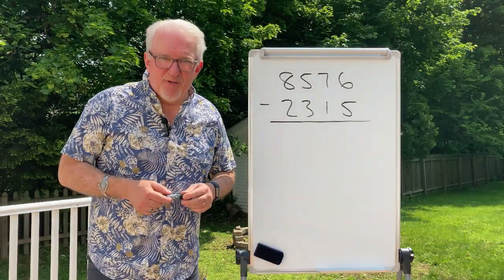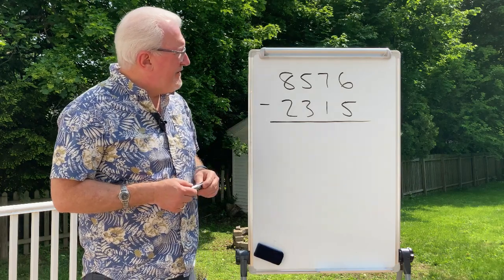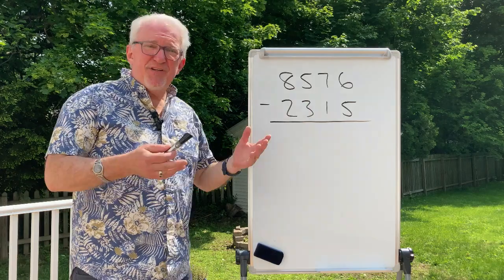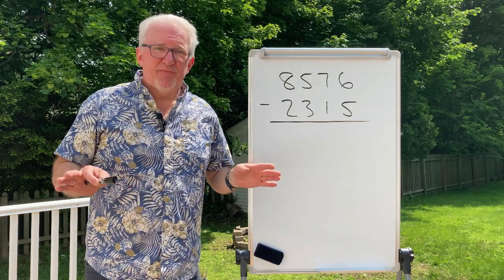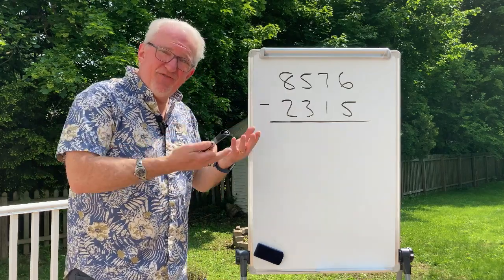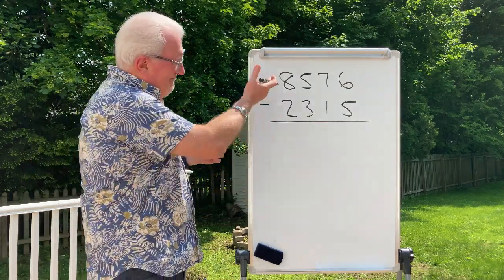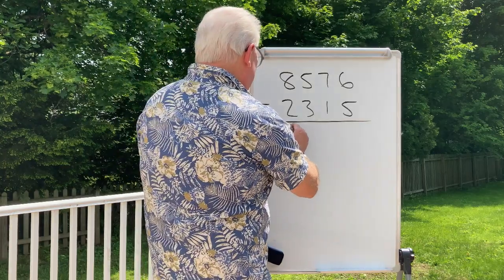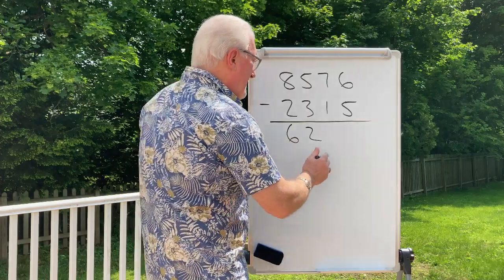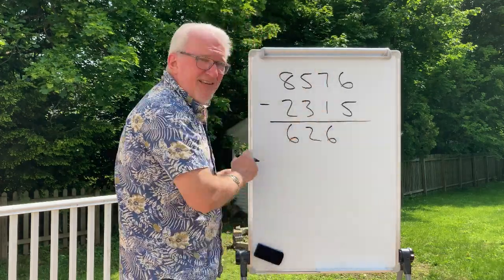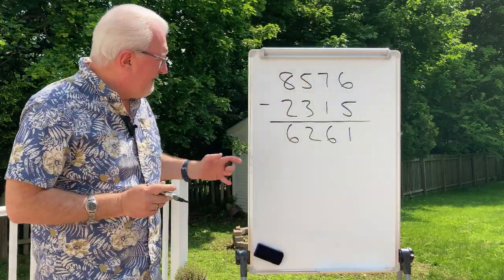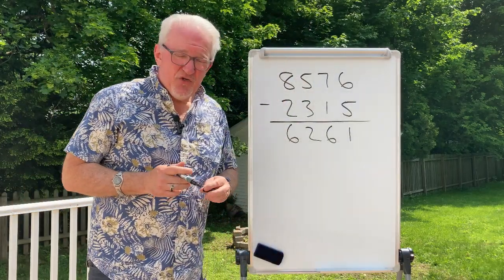Let's begin with a simple problem. 8,576 minus 2,315. Now, this particular problem poses no problems with subtracting from left to right. We can just do so column-wise. Subtracting 2 from 8, well, that gives us 6. 5 minus 3 is 2. 7 minus 1 is 6. And 6 minus 5 is, of course, 1. For a final answer of 6,261.